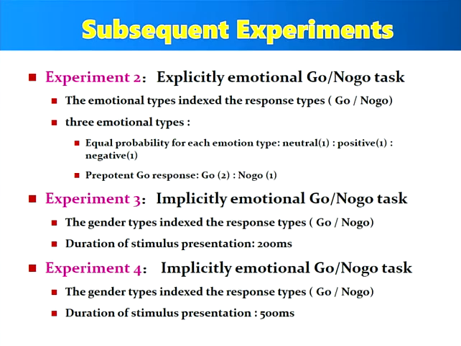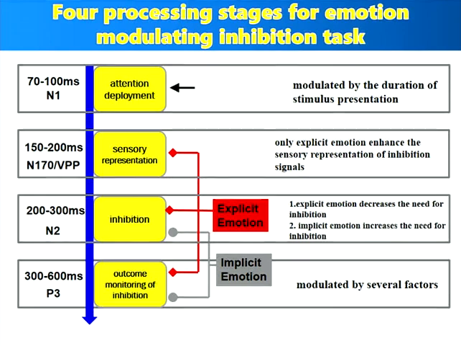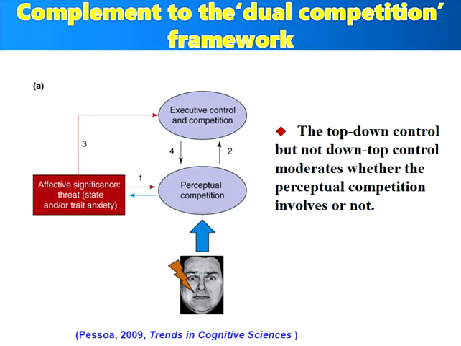Since we still have subsequent experiments 2, 3, and 4, but I don't think I have enough time to explain them to you at this time, so I'm sorry. On the basis of them, we can describe 4 processing stages for emotion modulating inhibition tasks, focusing on explicit emotion and implicit emotion. So we can modify the dual competition framework. The top-down control, but not bottom-up control, moderates whether the perceptual competition is involved or not.